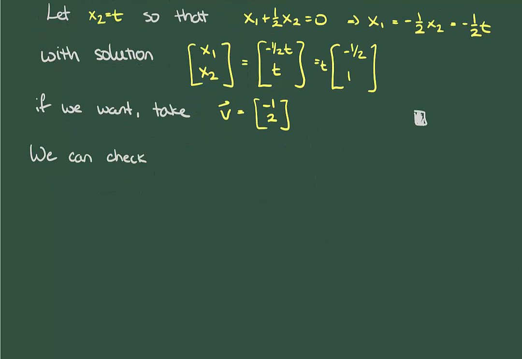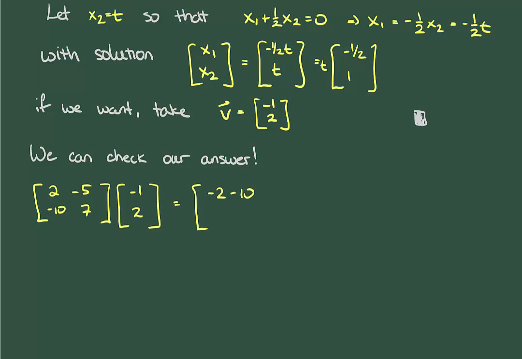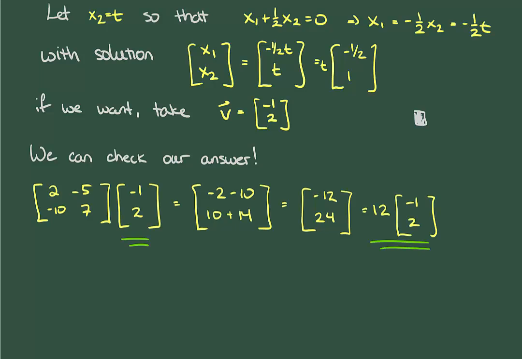Now remember that we can check our answers using the eigenvalue equation. So let's let A act on our vector -1, 2 and work out the mathematics of this. And yep, we get 12 times our original vector out. So eigenvalues and eigenvectors are very important in both theory and application, and now you know how to compute them.